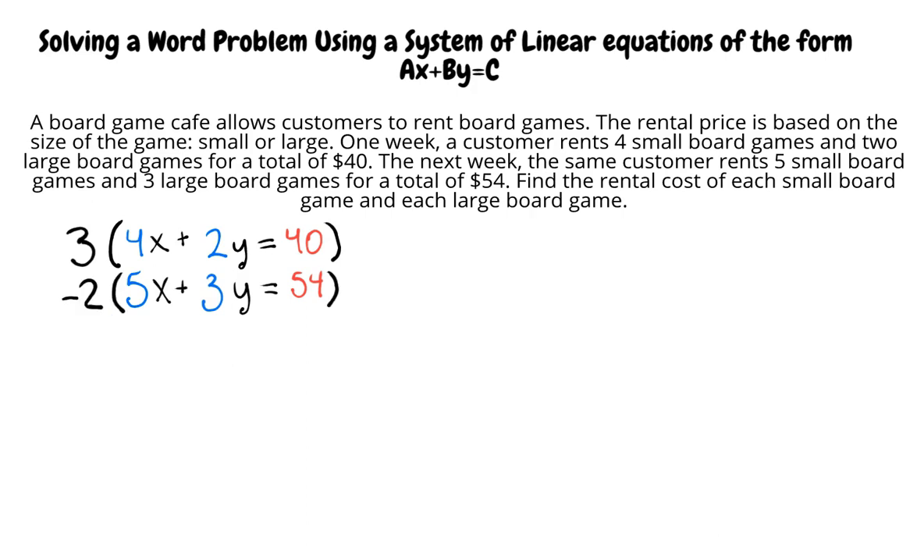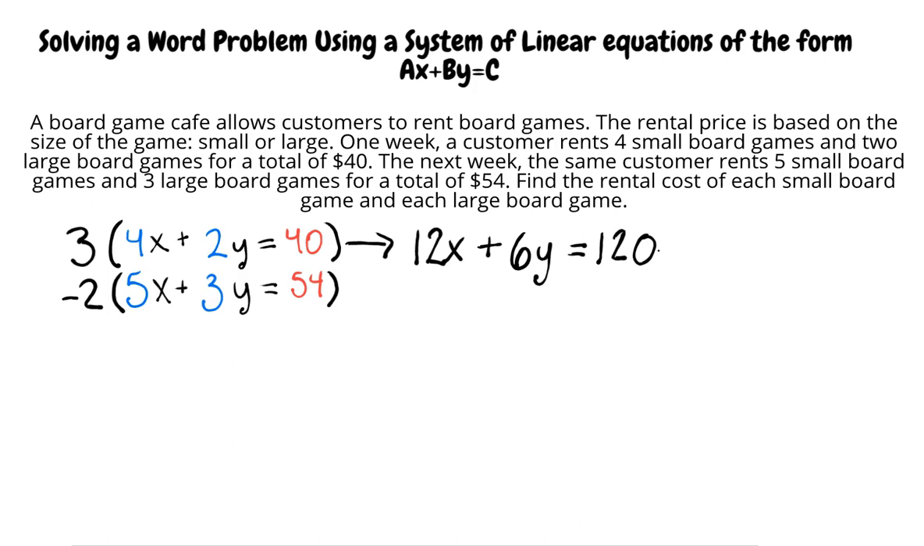This will cause the coefficients of the y terms to be the same, but with differing signs, which will cause these terms to cancel each other out when we add the two equations together. Now we need to distribute the 3 to each term in the first equation. 3 times 4x equals 12x, 3 times 2y equals 6y, and 3 times 40 equals 120.